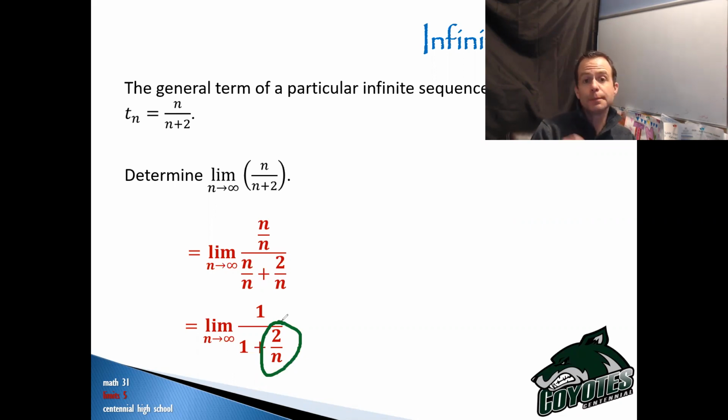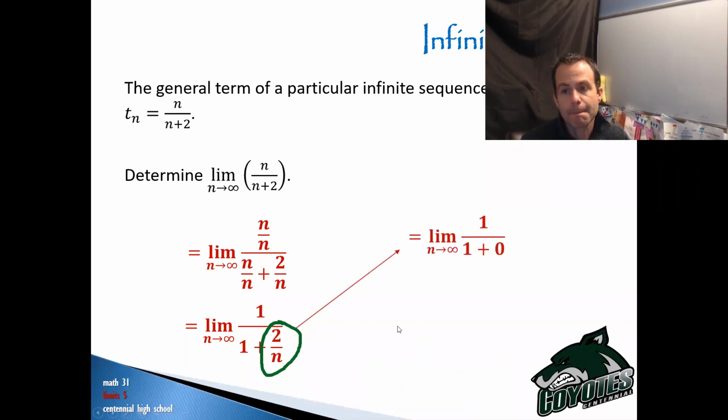If I put a really big number in for n there, think about a billion. 2 divided by a billion is essentially going to be pretty close to 0, okay? So what happens is, as n approaches infinity, that number approaches 0. And so the limit becomes 1 over 1 plus 0, okay? And then that would just be 1 over 1. Okay, so we now know as n approaches infinity, the limit is 1.